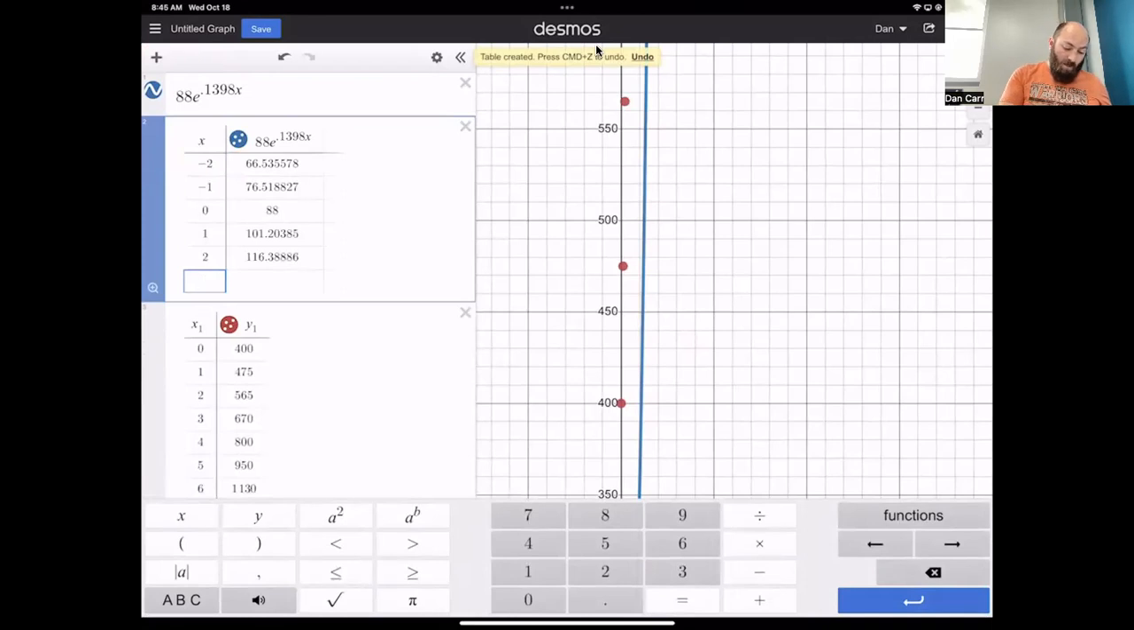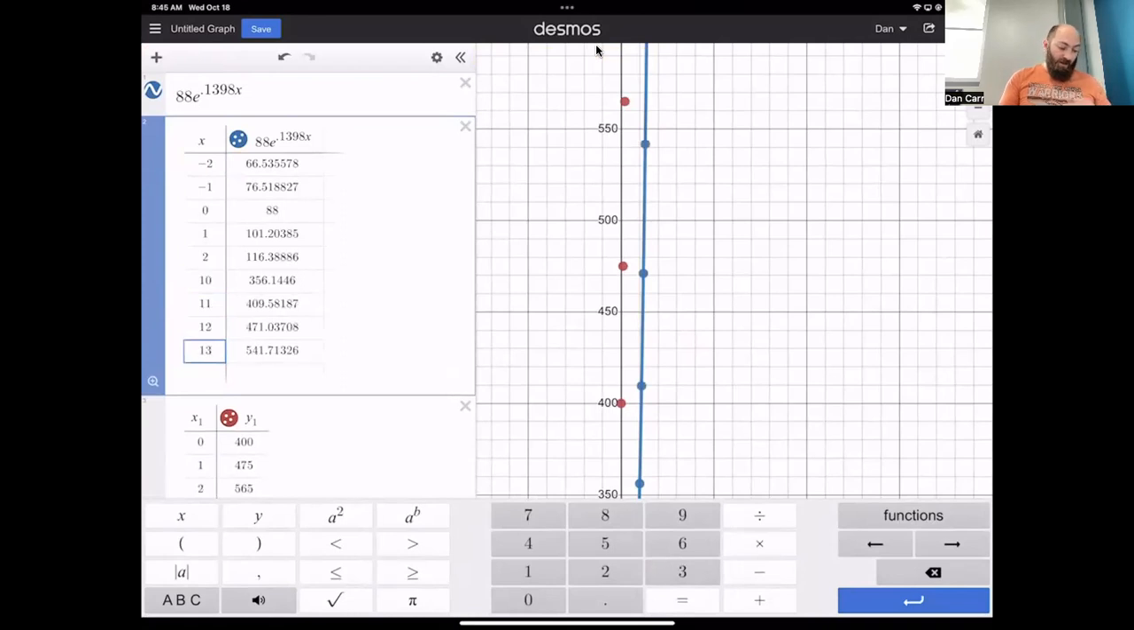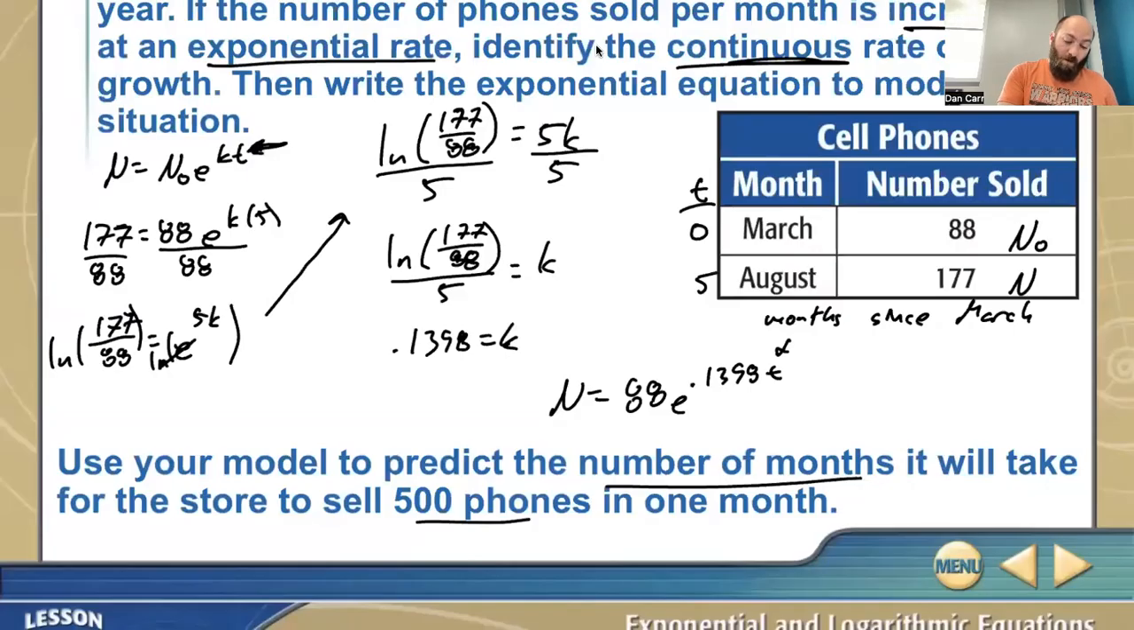So let's just jump ahead a bit. Let's go 10, okay, 11, 12, and 13. There it is. It happens between 12 and 13 months. Okay, so we jumped from 12 to 13. We go from 471 to 541. So that tells me that's months since the initial March. So basically it happens the following April.